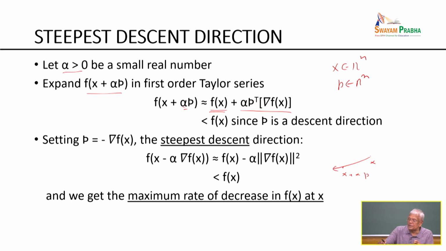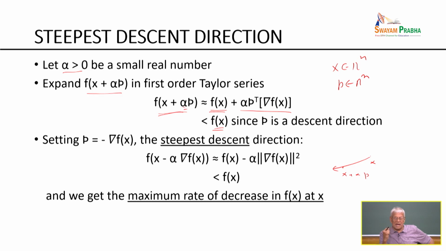Now, if p is a descent direction, p transpose gradient of f of x must be less than 0. So, I am subtracting a quantity from f of x to get this. Therefore, f of x plus alpha p must be strictly less than f of x, since p is a descent direction. That means, by going along p chosen the way that we have, I can hope to decrease the value of the function. Once I know I can decrease the value of the function, we get greedy. I would like to decrease the value of the function by a maximum amount.